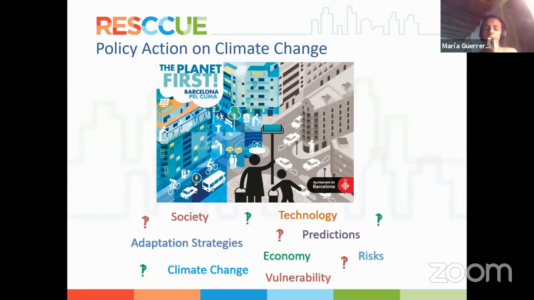In any case, there is a growing movement from local authorities to act upon climate adaptation to improve their resilience and to protect their citizens. Therefore, in the context of the RESCCUE project, we took the challenge to design and apply a prioritization method for climate adaptation measures and strategies.